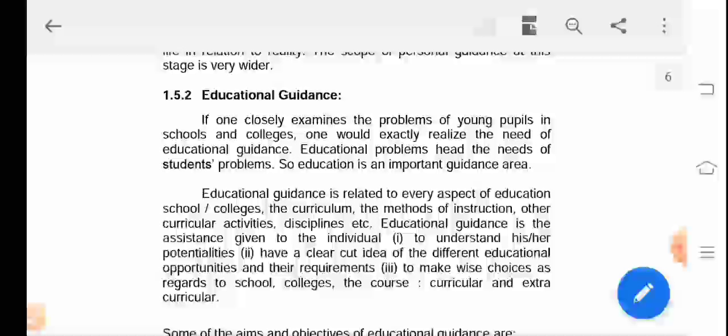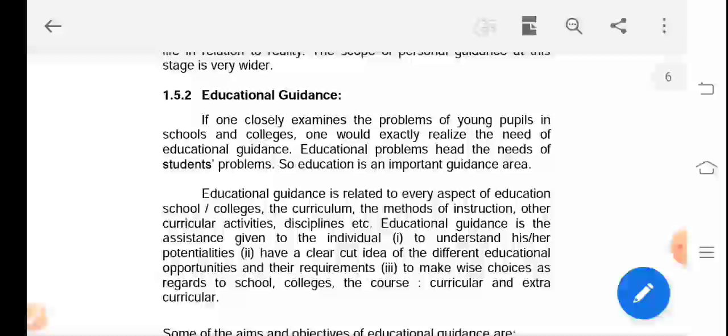Today we'll discuss educational guidance. In our earlier class, we discussed personal guidance and the role of personal guidance at the various stages of education. So let's start today's discussion.